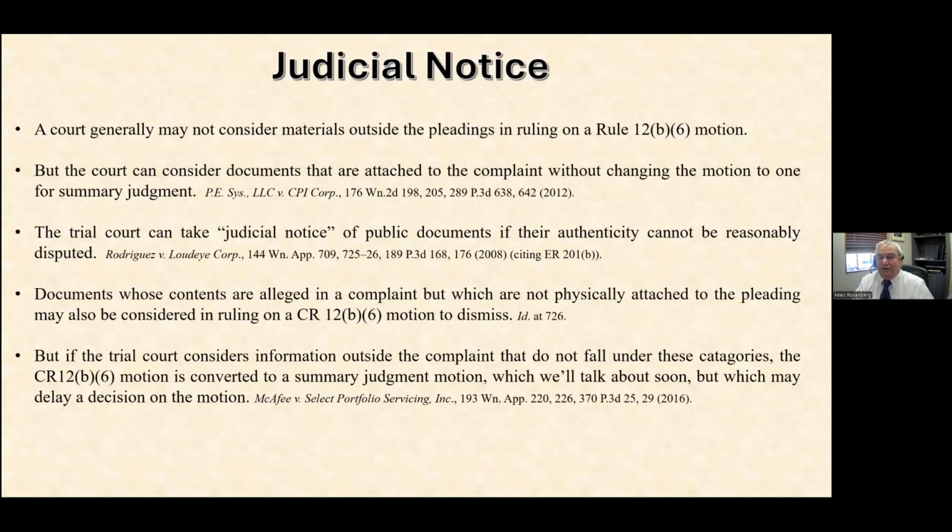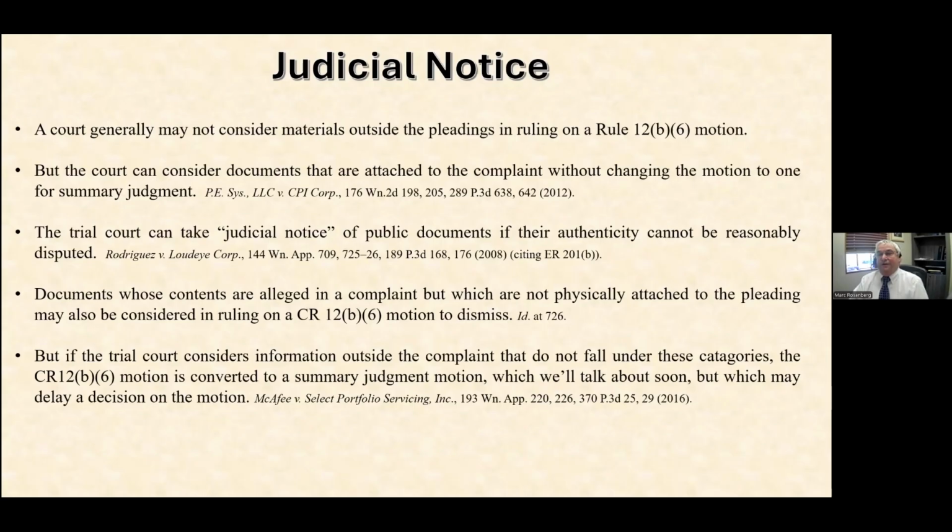The court can consider things such as documents attached to a complaint without changing it from a 12(b)(6) motion to summary judgment. And we're going to talk about summary judgment momentarily. But this early in the case, you don't want your 12(b)(6) motion converted into a summary judgment motion because generally you will not have submitted sufficient facts in order to withstand a defense to that motion. But in any case, the court can take judicial notice of documents.